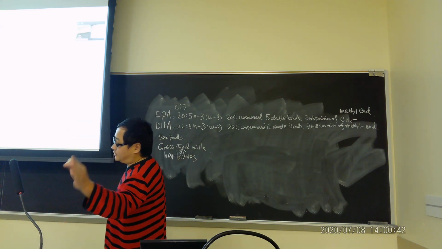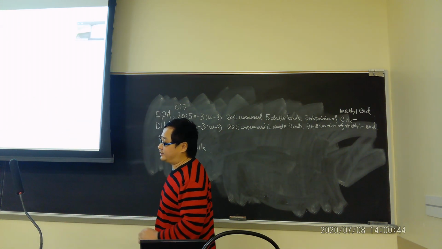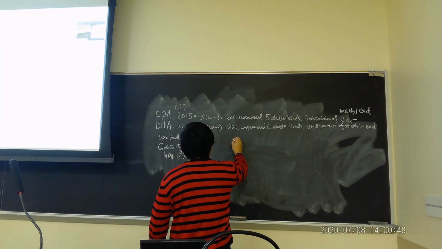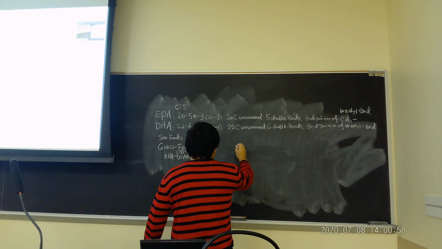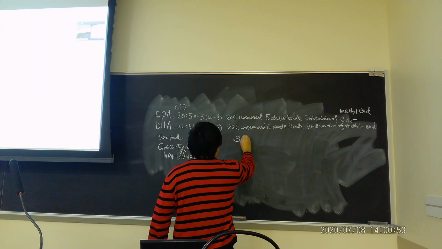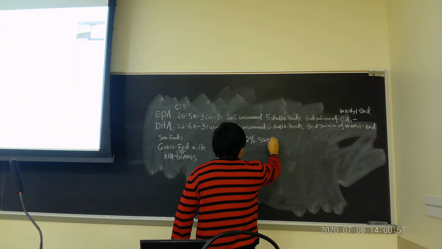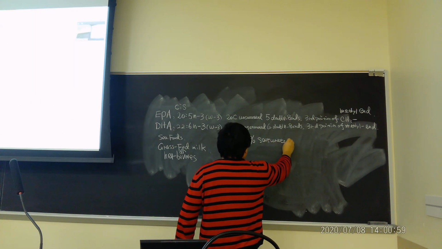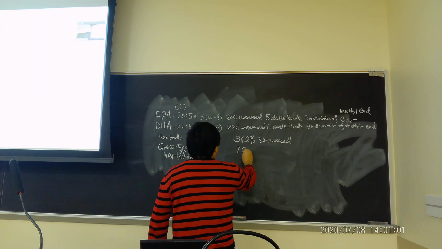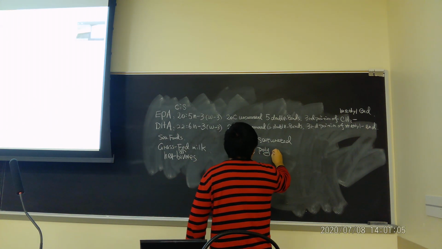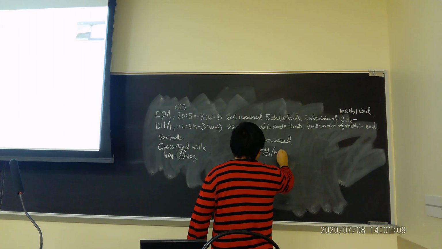Okay, this is the next major topic. We're going to talk about the fatty acids in the egg yolk. Okay, how much of the fatty acids in the egg yolk is saturated? About 36.2%, which is saturated. The remaining 72% is polyunsaturated or monounsaturated.